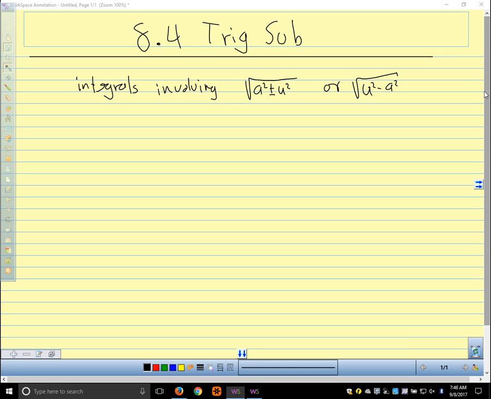Why? Because of the Pythagorean theorem. Thank goodness for the Pythagorean theorem. This suggests sides of a right triangle. So thank goodness the Pythagorean theorem works, because that's what lets trig sub work. So we can turn this variable. I'm going to say one other thing: u is some function of x, and a is a constant.